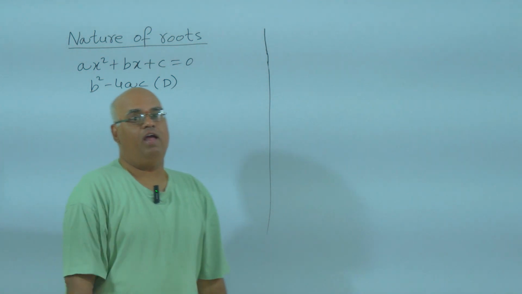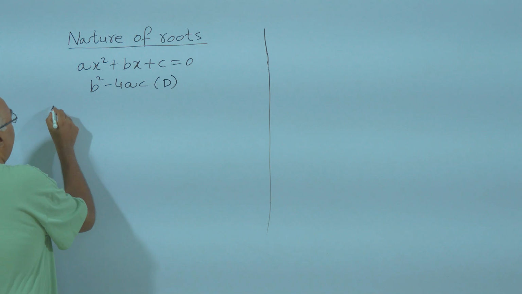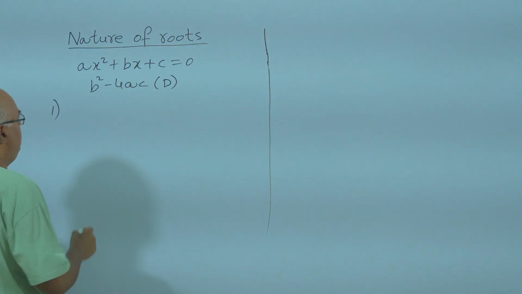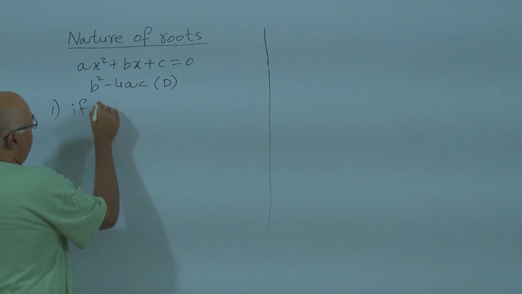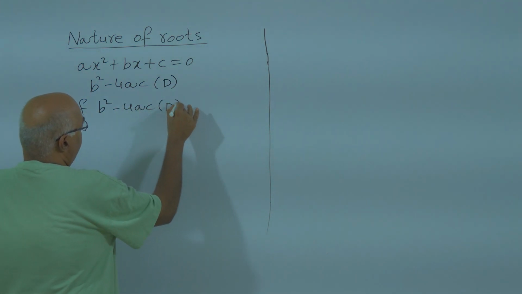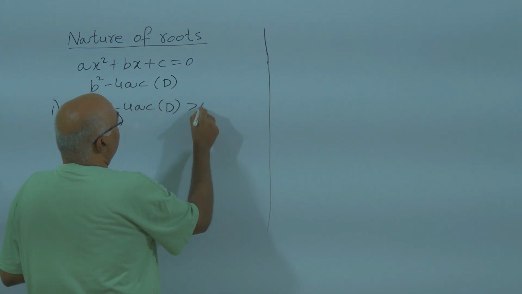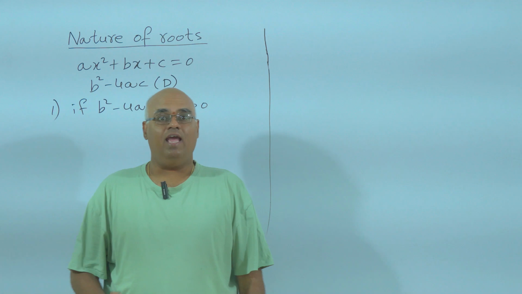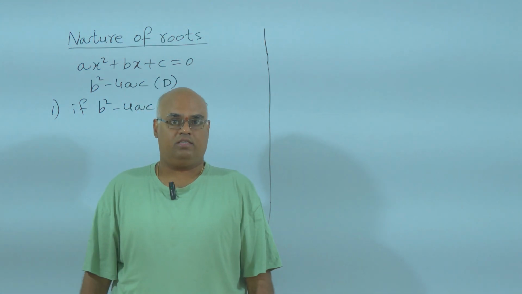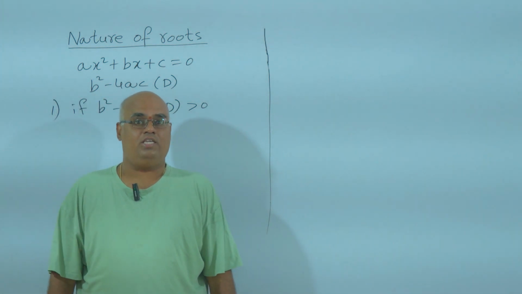After finding the value of the discriminant, three cases arise. Case 1: if b square minus 4ac, that is nothing but discriminant D, is greater than 0, then real and distinct roots exist. So this quadratic equation will have two real and distinct roots.